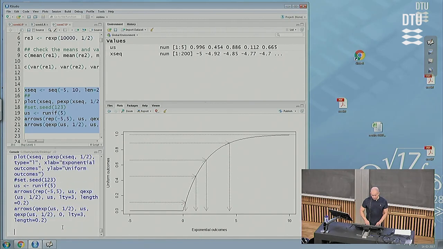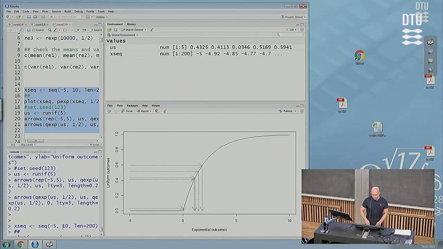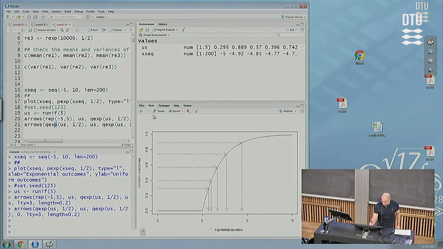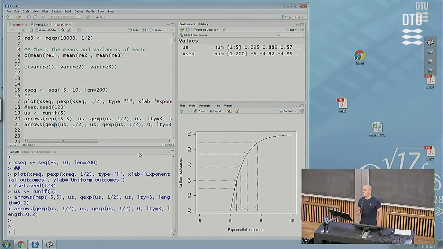And then I show you how, if I generate numbers, and that's actually what I do here, I generate 5 random uniform numbers, runif, that produces 5 numbers between 0 and 1. And then what I do is take them through the inverse of that distribution function. So I go backwards. These numbers down here come out as exponentially distributed numbers, right?